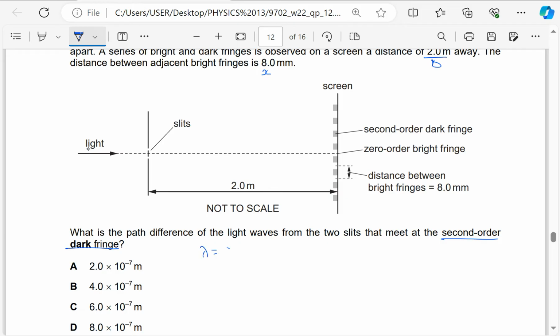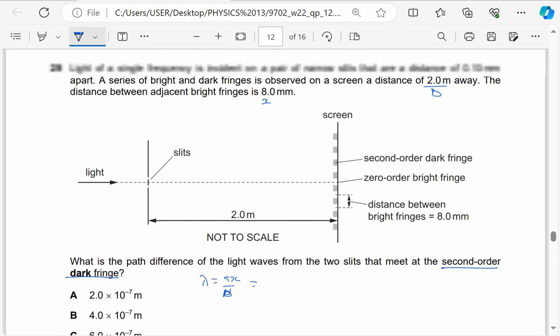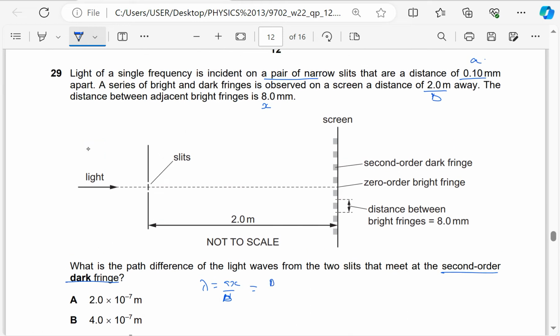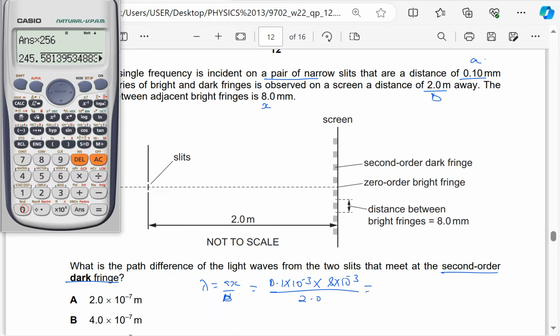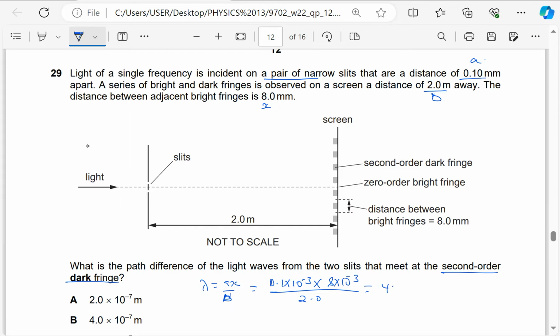So wavelength is equal to a x divided by capital D. What is a? a is slit separation, 0.1 times 10 to the power of minus 3. x is 8 times 10 to the power of minus 3. D is 2.0. So I'll just press my calculator. 0.1 exponent minus 3 times 8 exponent minus 3 divided by 2. So this is 4.0 times 10 to the power of minus 7 meters.